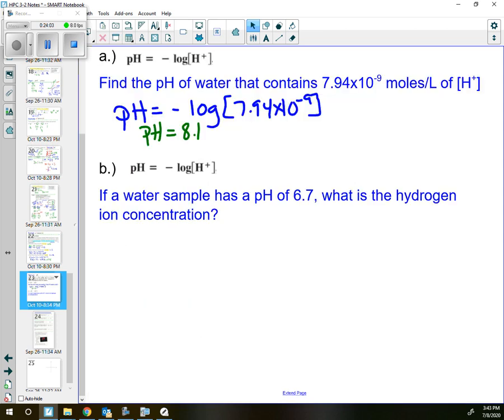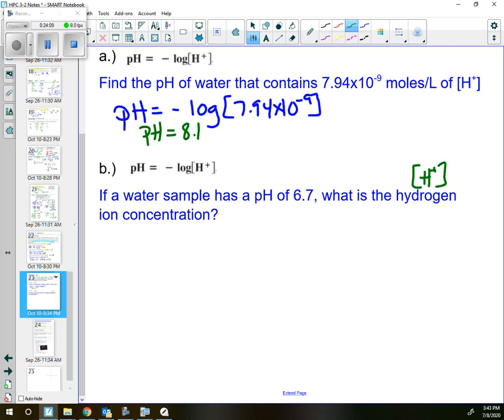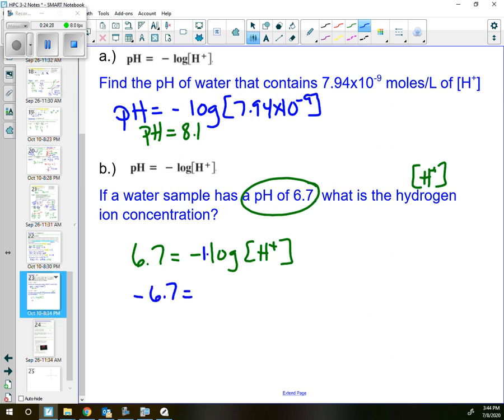What if we're going the other way though? What if we want to figure out the concentration of hydrogen, or the H plus, if we know it has a pH of 6.7, kind of working backwards? If we know the pH, how would you find the concentration of hydrogen? Let's see if we can work backwards. I want to solve for H plus, so I need to get that by itself. First thing I'd probably do is deal with that -1. Divide both sides by -1. So negative 6.7 equals log of the concentration of hydrogen.